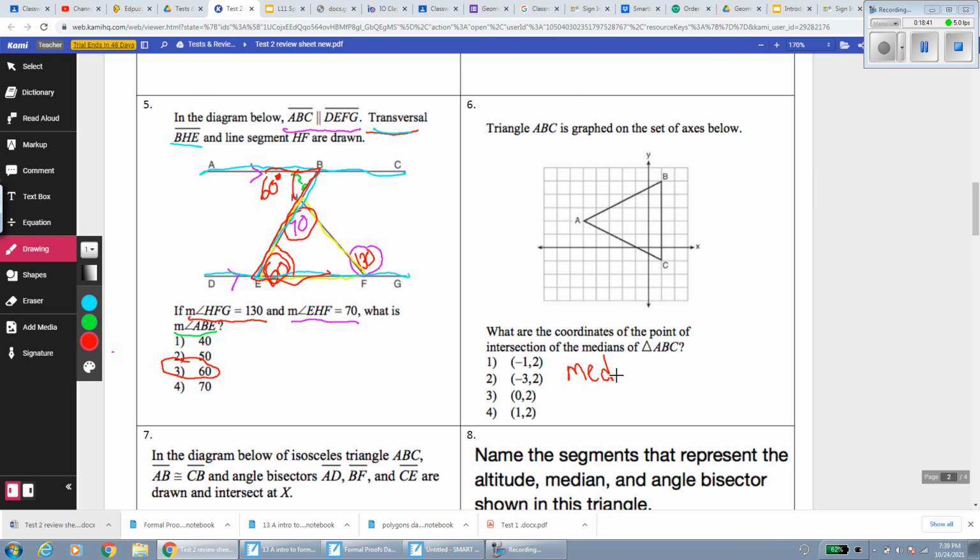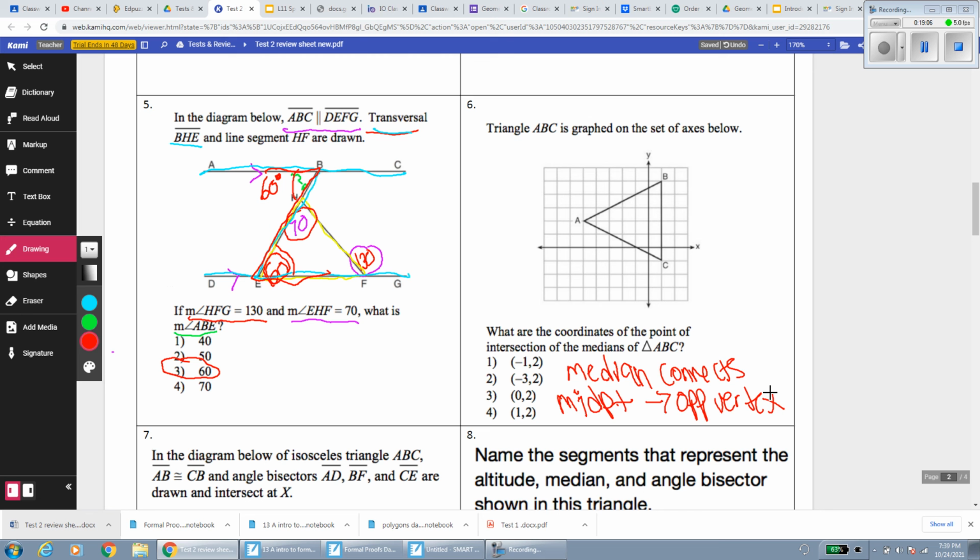Median connects the midpoint of a side to the opposite vertex. So I'm just going to put that definition here so we can refer back to it during this video.